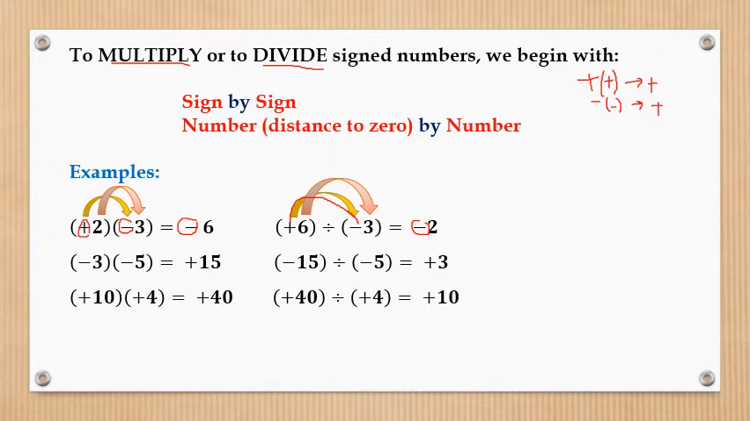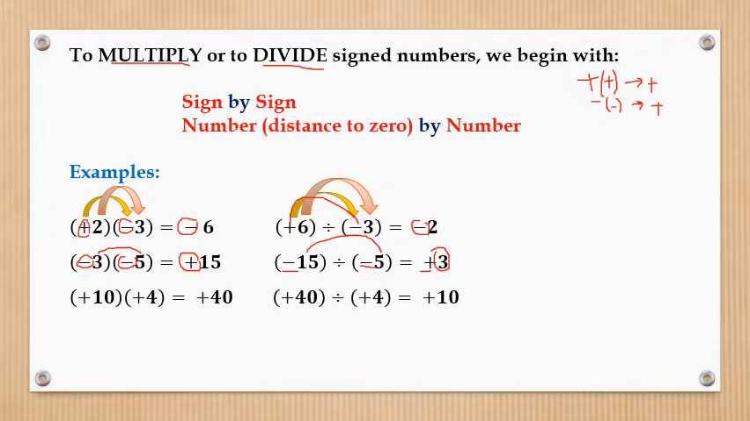Minus 3 times minus 5. Start by the sign. Minus minus is plus. 3 times 5 is 15. Here also, minus minus is a plus. Same sign, plus. Opposite signs, minus. It's a rule. 15 divided by 5 is 3.